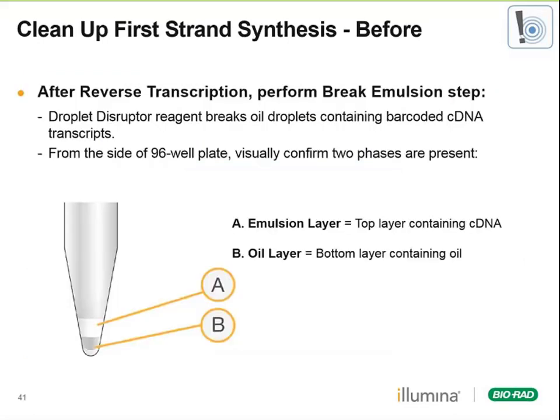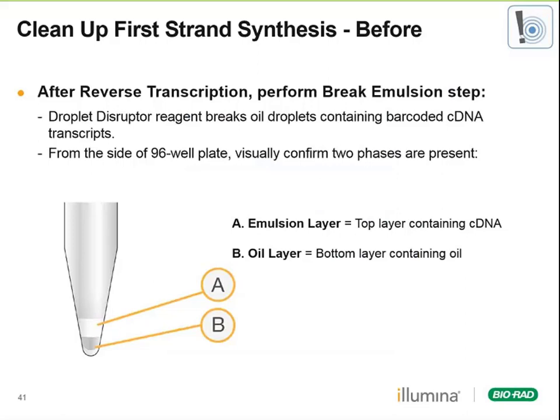Finally, let's look closely at that cleanup that occurs in the 2-layer solution. We're going to consider what's happening upstream of this first. During reverse transcription, you have your cells in droplets. After reverse transcription, the individual transcripts have been barcoded, so we no longer need the droplets, and we're performing a break emulsion step, adding a droplet disruptor. Once this is added, you're going to visually confirm that you have 2 layers. The top layer is going to contain all of the cDNA you want. The bottom heavier layer is going to be oil.